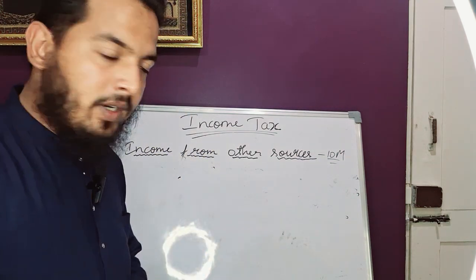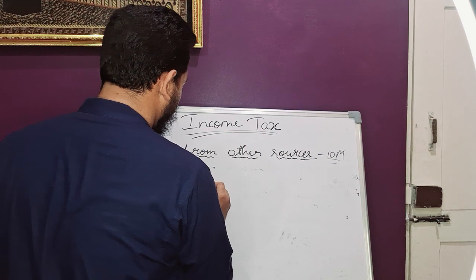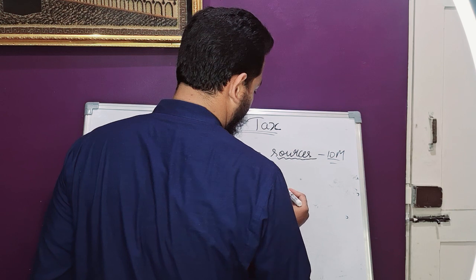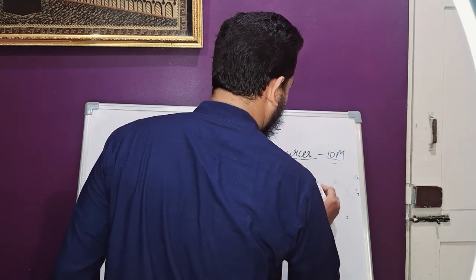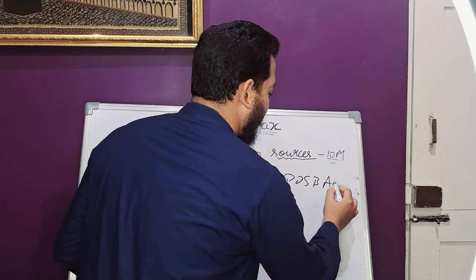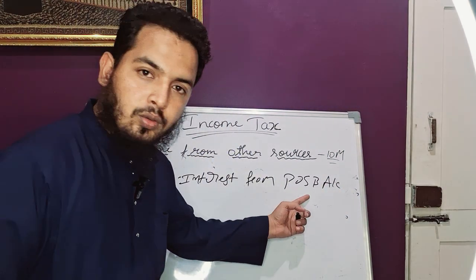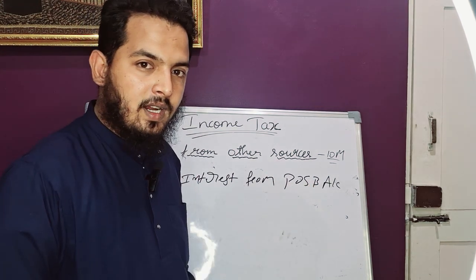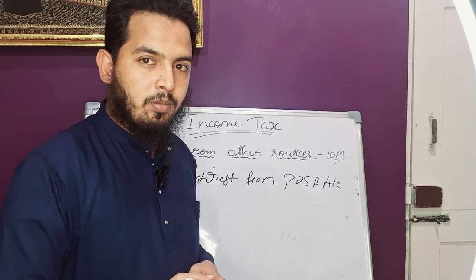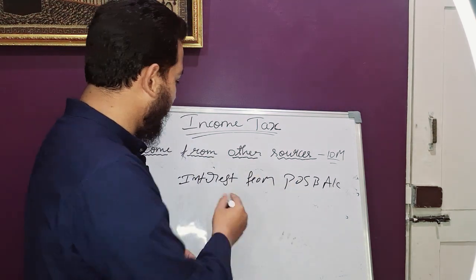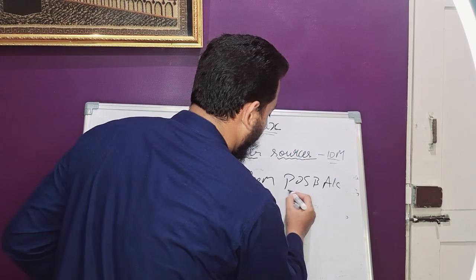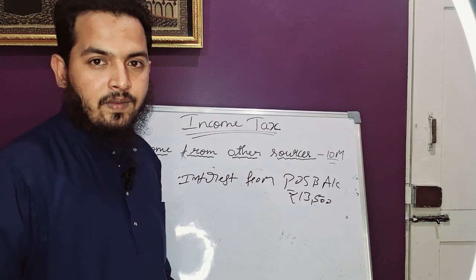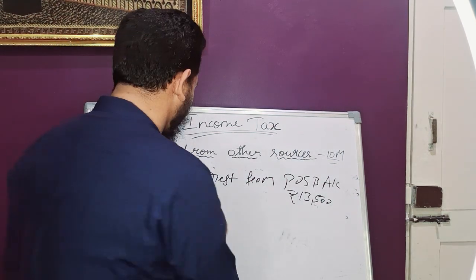Then the last point is interest from POSB account, interest from post office savings bank account. So any interest received from post office savings bank account, what you have to do? One of the most important adjustments here. For example, interest from post office savings bank account, rupees 13,500 they have given. But it is not fully taxable.